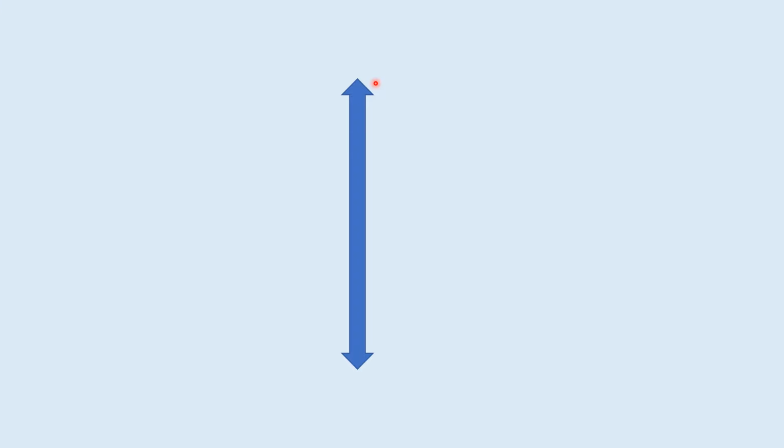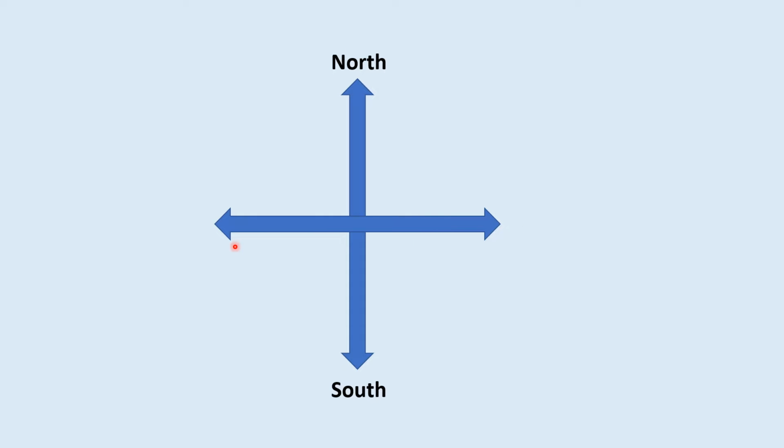Now, as I told you earlier, the arrow that points up is north and the arrow that points down here is south. Now there is an arrow that goes from side to side. To the right side is east and to the left side is west. Now these are the four main directions.